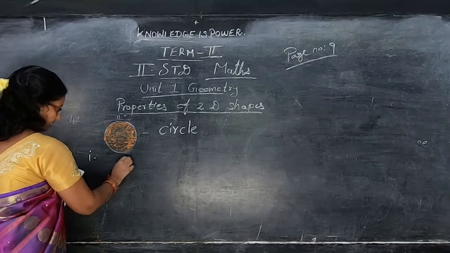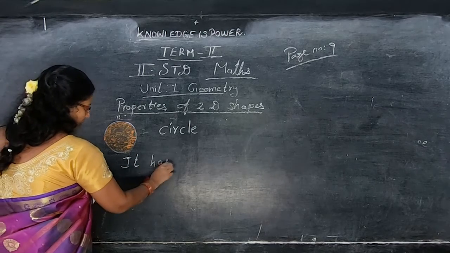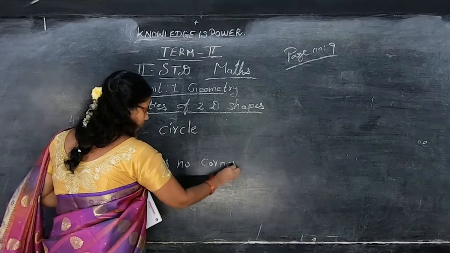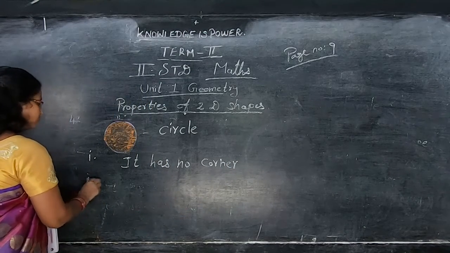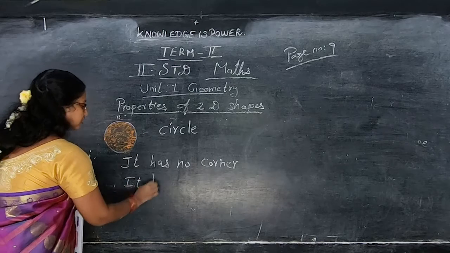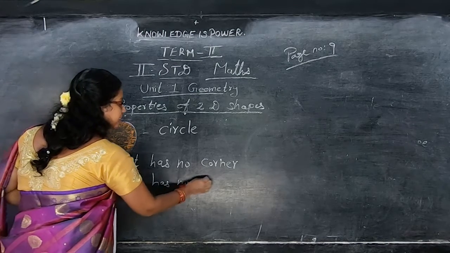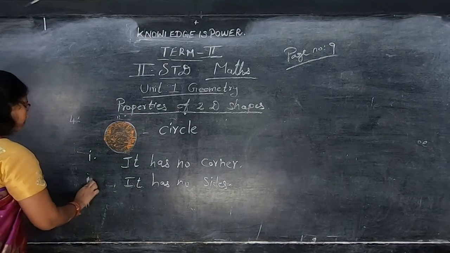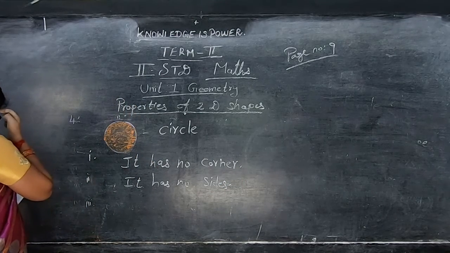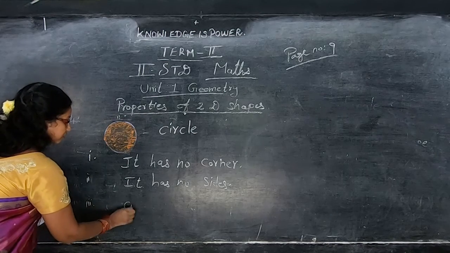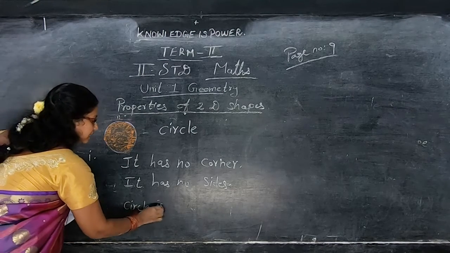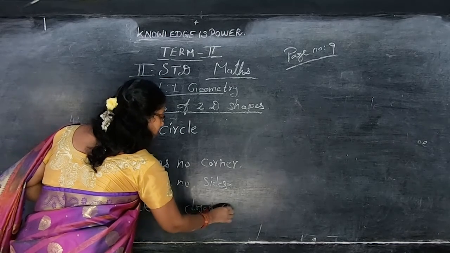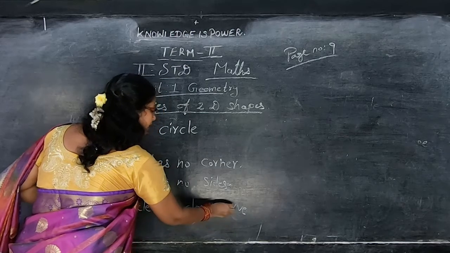Point number 1. It has no corner. Point number 2. It has no sides. Point number 3. It is a closed curve. Circle is a closed curve. Curve means valaivu. Okay.